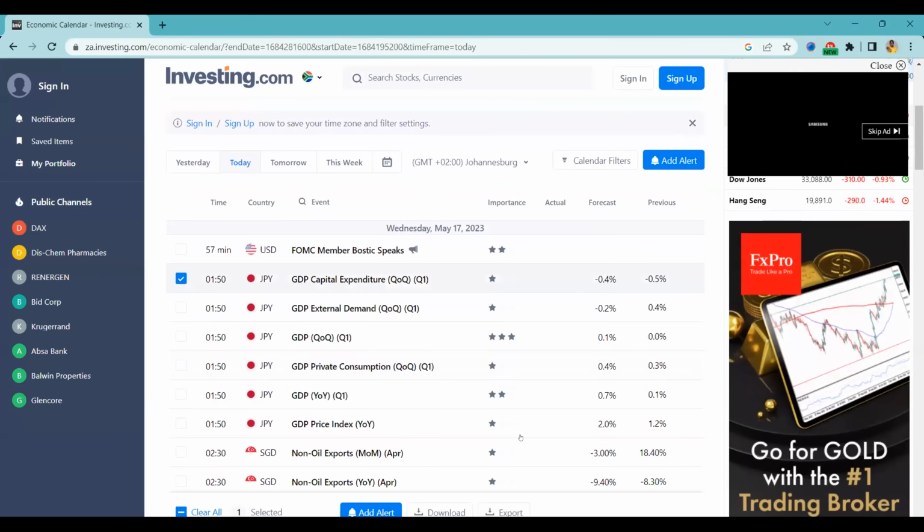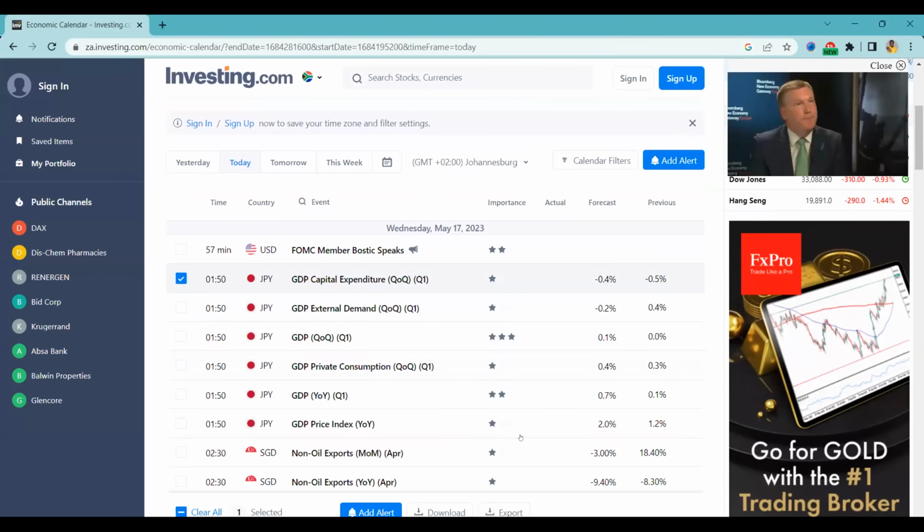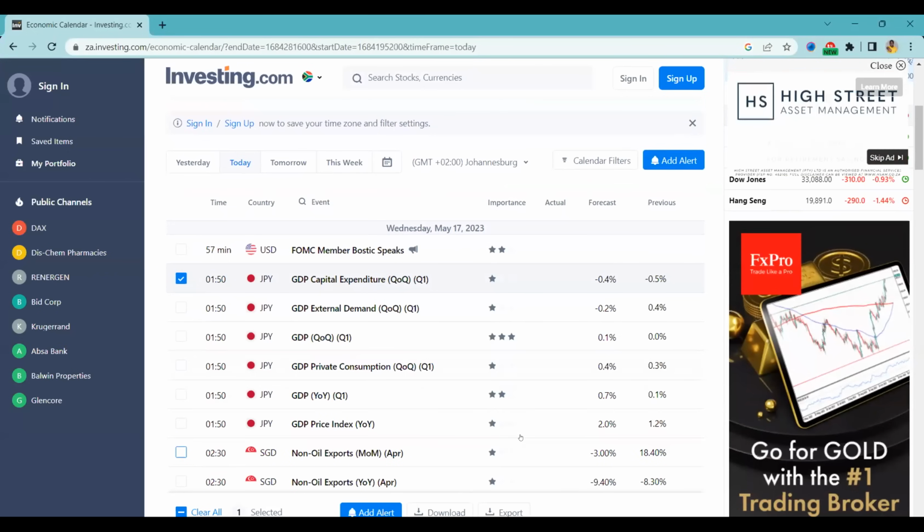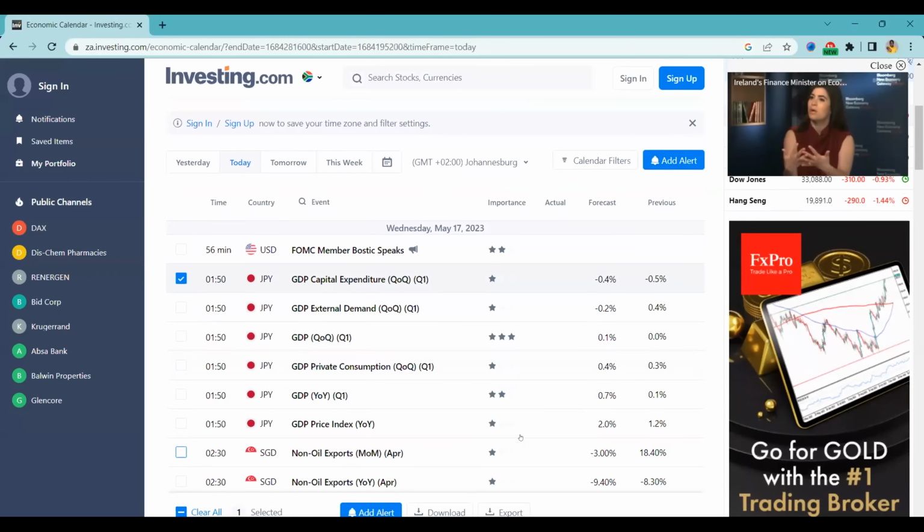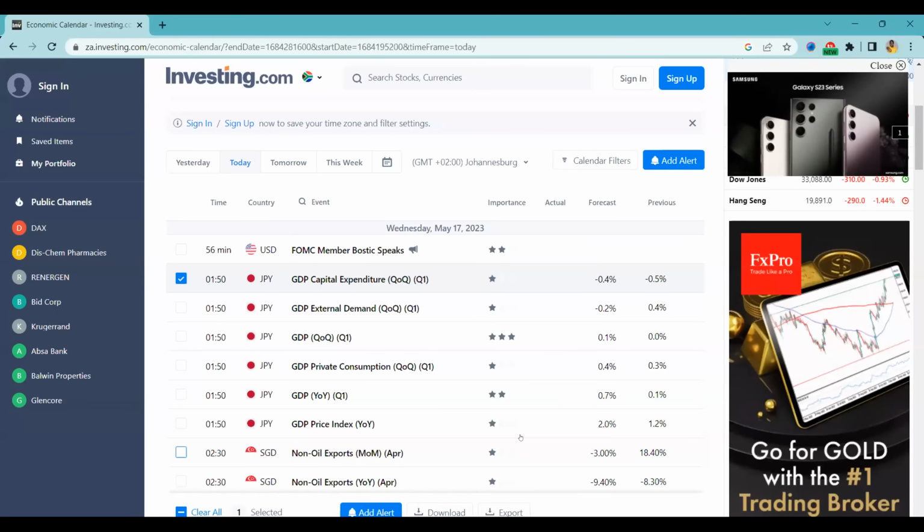Today at 0150, let me just share the screen again. Today at 0150, the event that I've marked will be a GDP capital expenditure Q1 under JPY. So this is an event which affects any pair that has JPY. I'm speaking about GBP JPY, USD JPY, Euro JPY if it exists, NZD JPY, any pair that has JPY, because JPY is never a base currency but rather a quote. Any pair which has JPY is definitely going to be affected by this particular event, right?